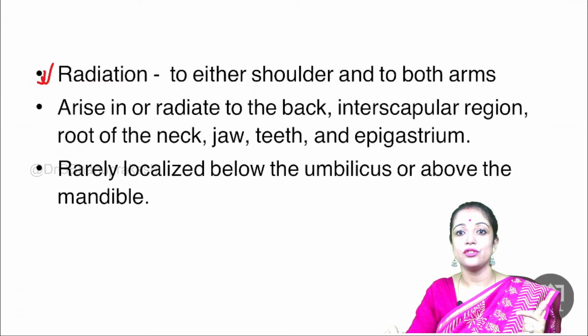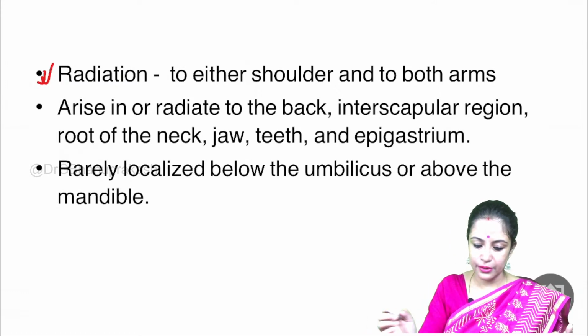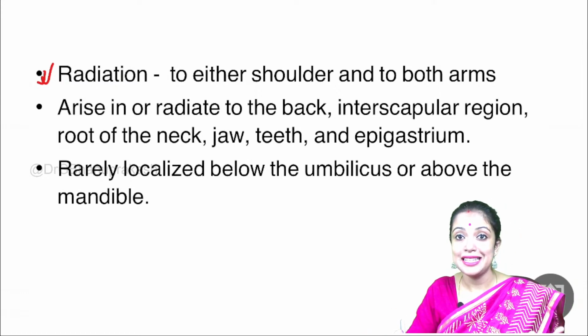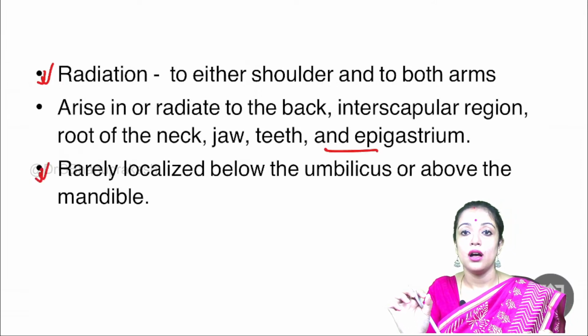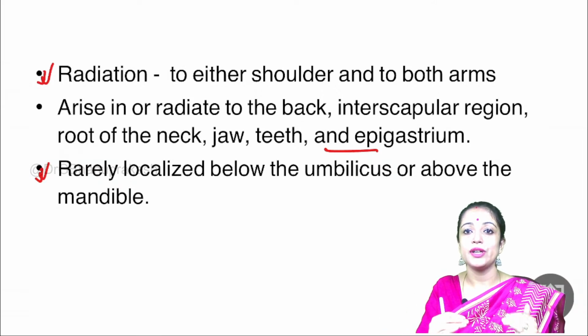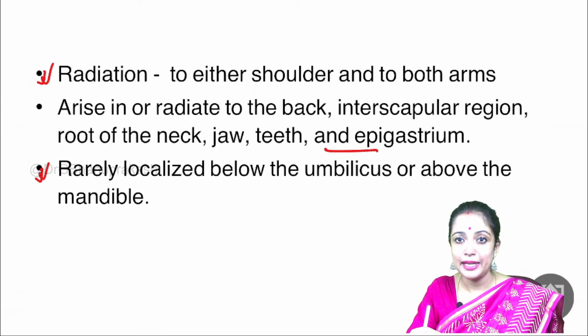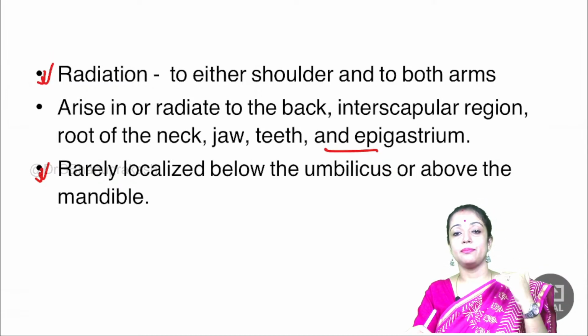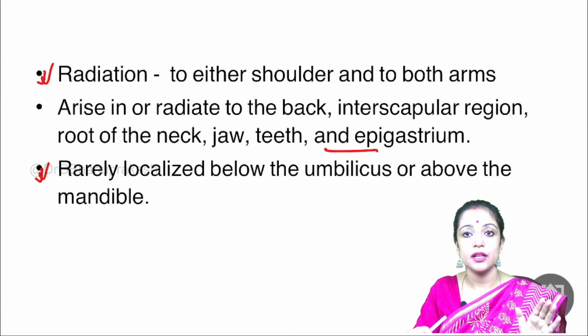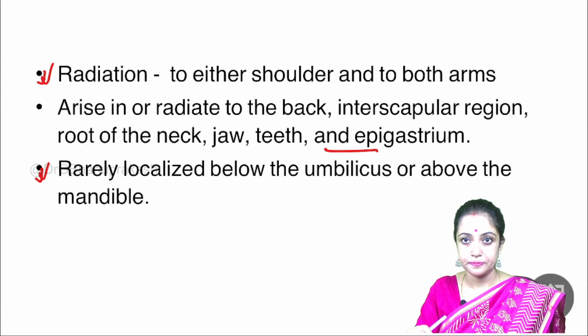It can radiate into the jaw, the root of the neck, the teeth, and the epigastrium as well. But just to remember, it rarely radiates below the umbilicus or above the mandible. If it radiates above the mandible or below the umbilicus, then again review our diagnosis of ischemic heart disease or angina.